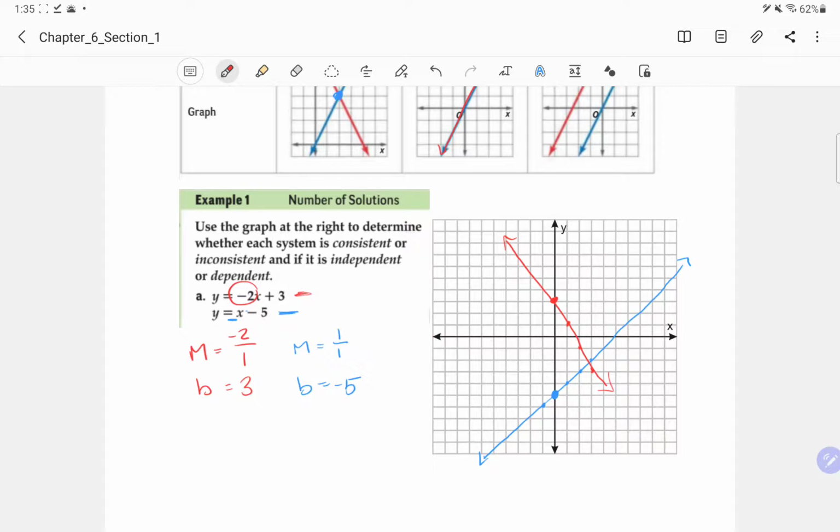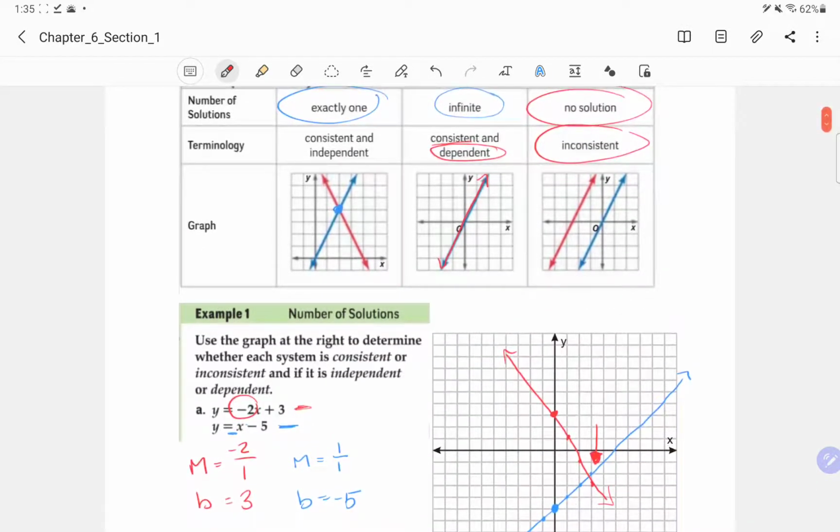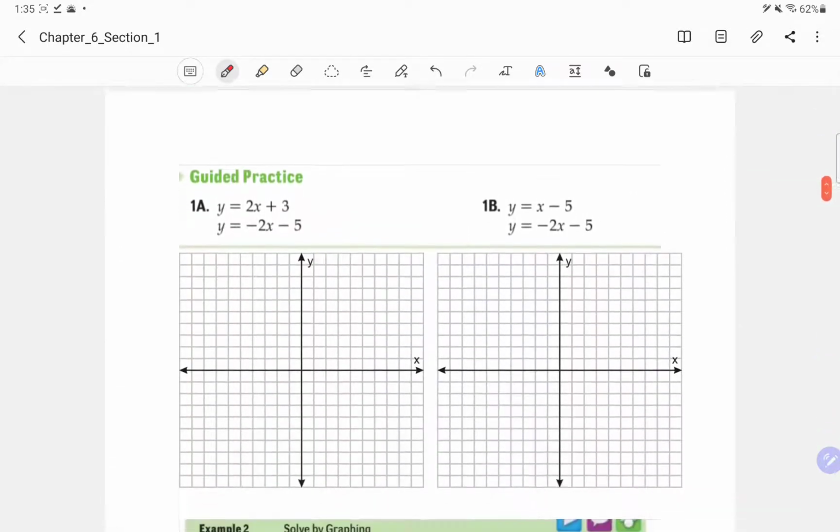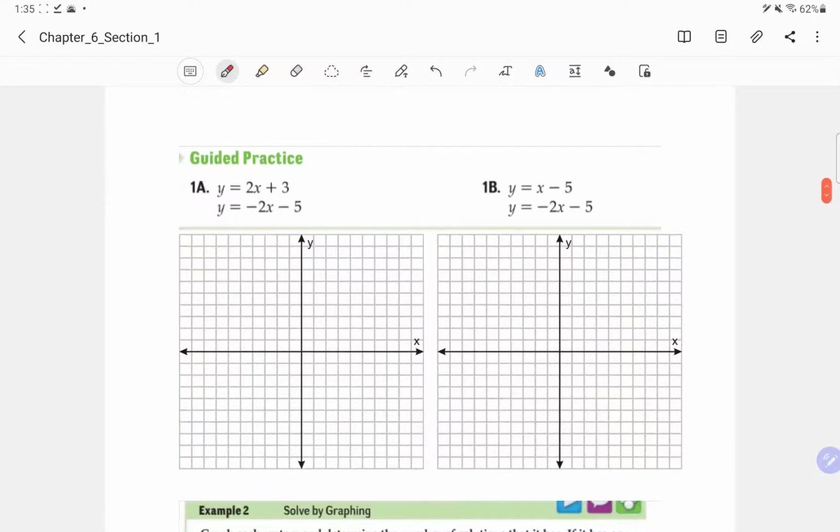Okay? And we have right here 1 point of intersection. They intersect at 1 point, so they are going to be this situation here. They have exactly one solution. So they are consistent and they are independent. So they can be solved, but they only have one answer that is correct for them all. All right? Okay, so try 1A and 1B, and then check back with me.